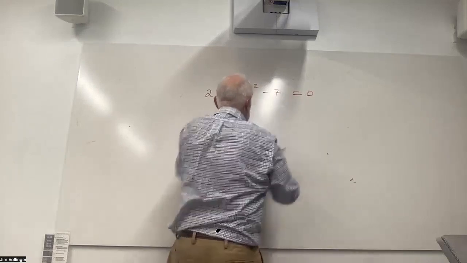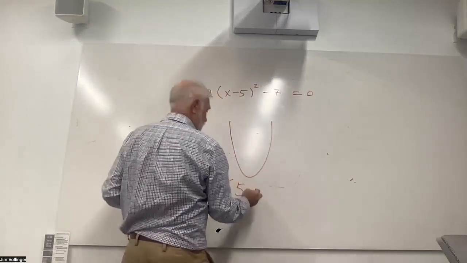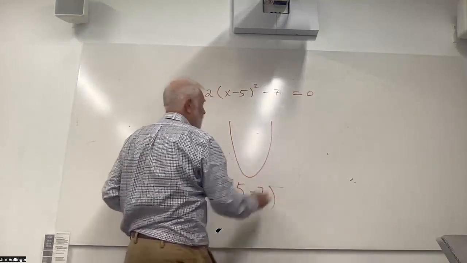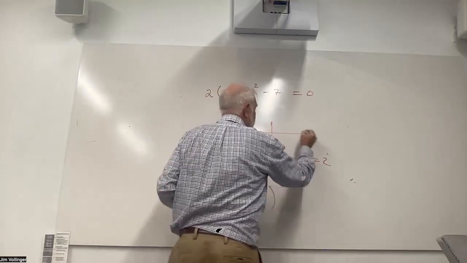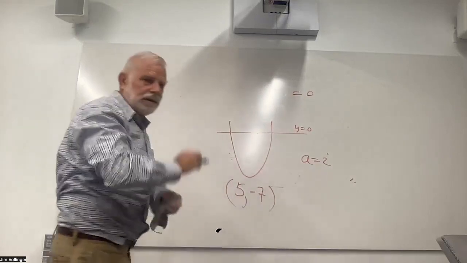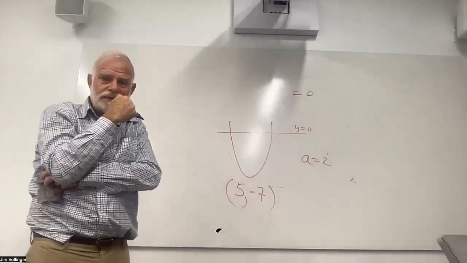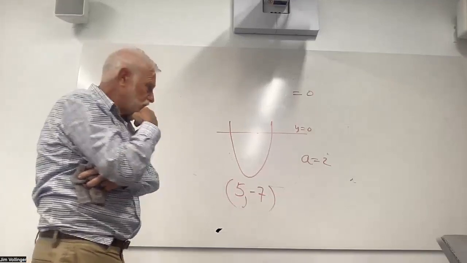And then I'll erase this. 5 minus 7, a value of 2, equaling a y value of 0. Boom, it's gone. And give it a little thought. Where are we and where do we need to go?